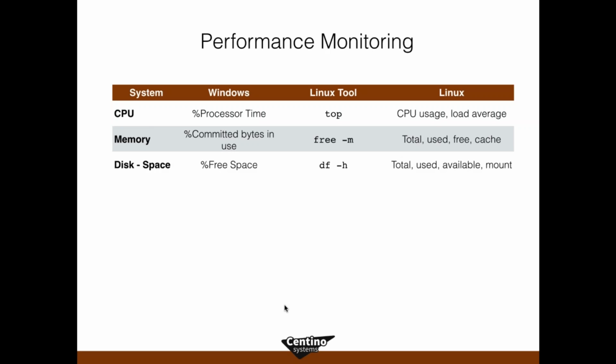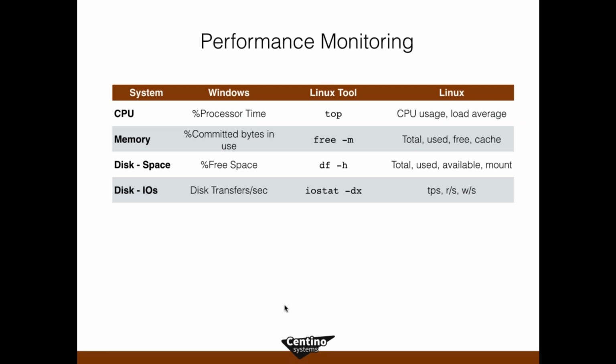Disk space, so percent free space, we do the perfmon counter that you would use. df -h answers that same question, so we get total, used, and available from a space standpoint for all the mounts on our system. IOs, disk transfers per second. That's what we looked at in Windows.